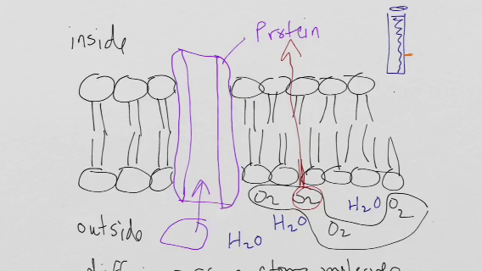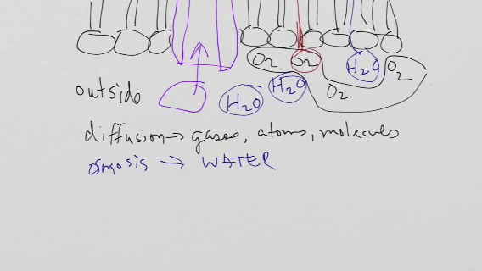Osmosis, on the other hand, works the exact same way, but it's only water. Notice how there's more water molecules out here than there are inside. Well, the water is going to zip on through because it's a smaller molecule. And it's going to keep zipping through until the outside is even with the inside, until there's the same concentration on both sides of the membrane. Does that make sense? So if we look at diffusion and osmosis, okay?